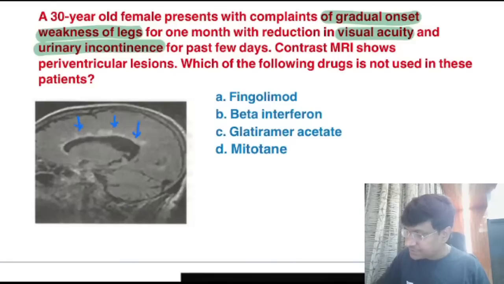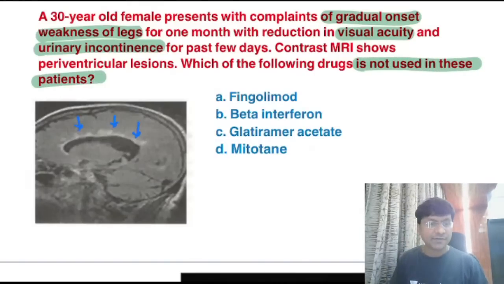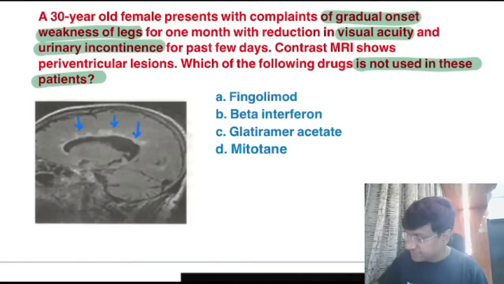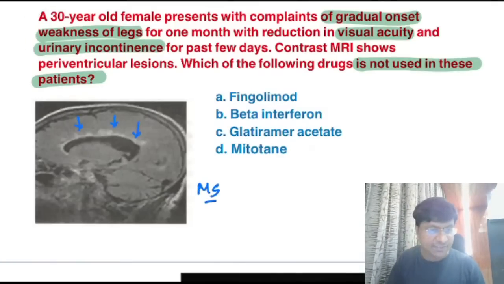Now the question is, which among the following is not used in these patients? The options are fingolimod, beta interferon, glatiramer acetate, mitotane. So can anyone tell me what exactly is the diagnosis of this image? Very good. The diagnosis of this image is multiple sclerosis. In multiple sclerosis, which among the following drugs is not being used is the basic question.